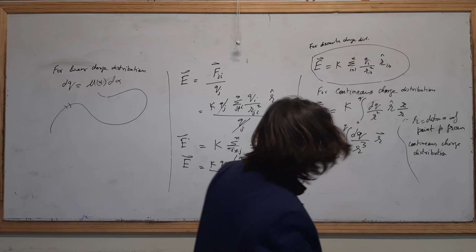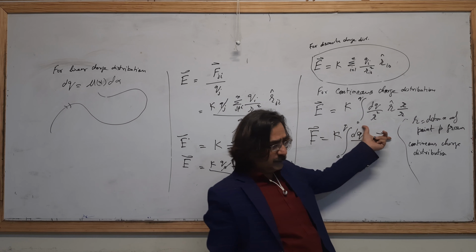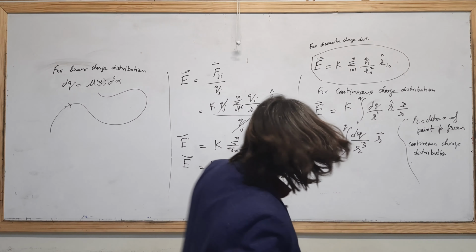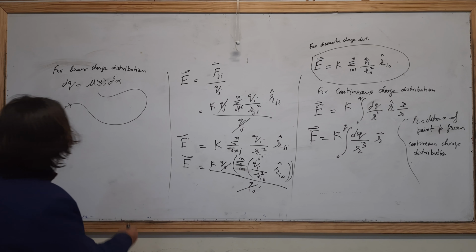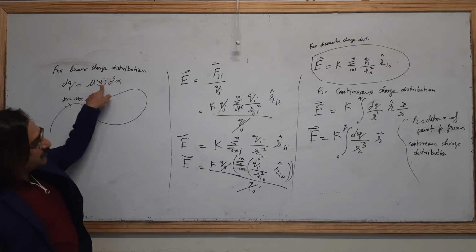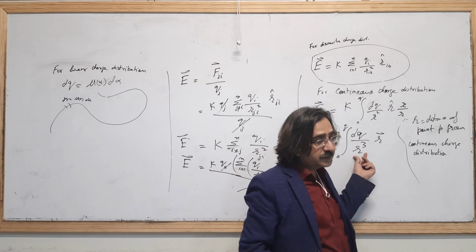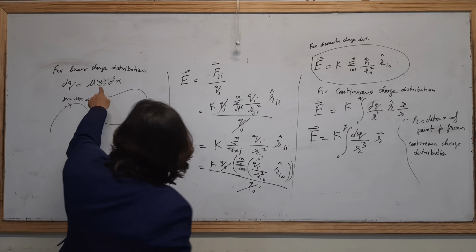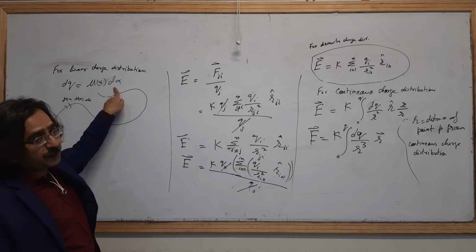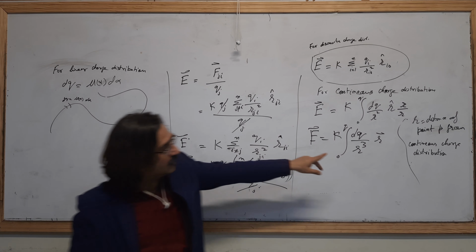अच्छा, नहीं, मैं बताता हूँ बाद में. अभी ये नोट करो. For continuous charge distribution ये और ये आ गया. So this will be dq, and that is mu alpha d alpha, and this alpha is different than this r. This r is distance. This is the parameter along the distribution.